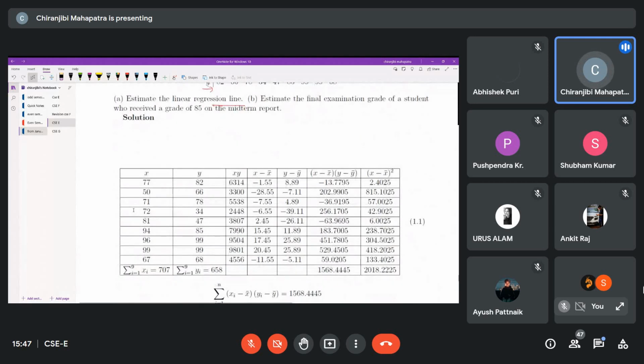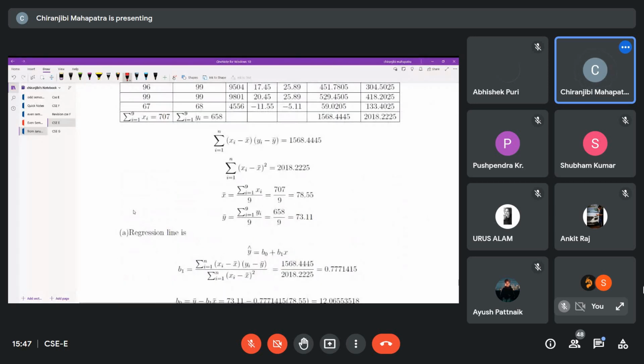Okay, so according to the table, just try to adjust. So x into y, x minus x bar, y minus y bar, x minus x bar into y minus y bar, x minus x bar whole square, like this. Just try to find it out. Then do it. Xi minus x bar, y minus y bar. So take the summation. Then try to find it out.